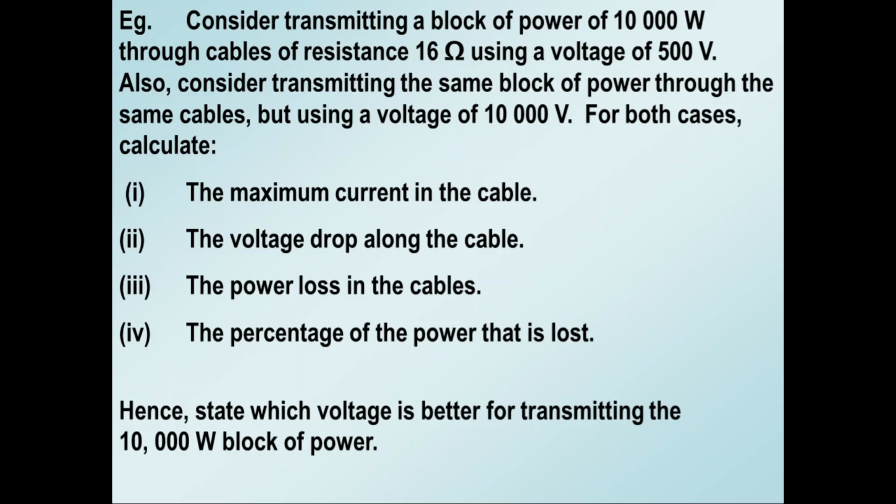Consider transmitting a block of power of 10,000 watts through cables that have a resistance of 16 ohms using a voltage of 500 volts. Also, consider transmitting the same block of power through the same cables but using a different voltage, this time a much higher voltage of 10,000 volts. For both cases, calculate: 1. The maximum current in the cable, 2. The voltage drop along the cable, 3. The power loss in the cables, and 4. The percentage of the power that is lost. Hence, state which voltage is better for transmitting the 10,000 watt block of power.